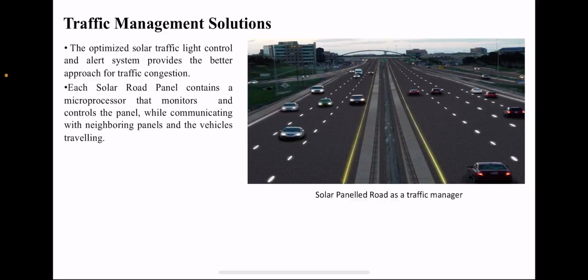Traffic management system solutions. The optimized solar traffic light control and alert system provides a better approach for traffic congestion. Each solar road panel contains a microprocessor that monitors and controls the panel while communicating with neighboring panels and the vehicle traveling.